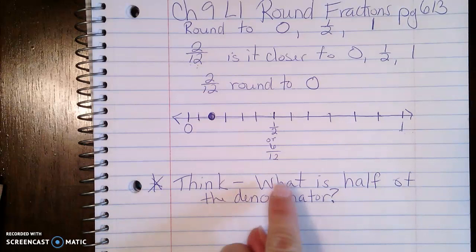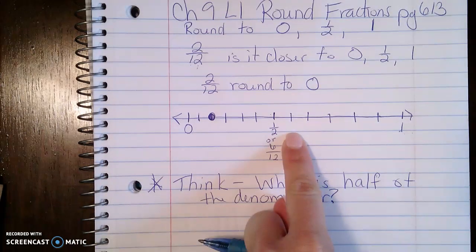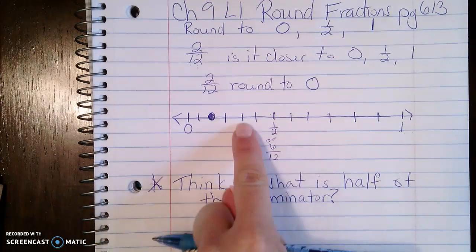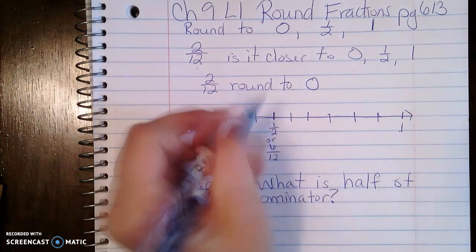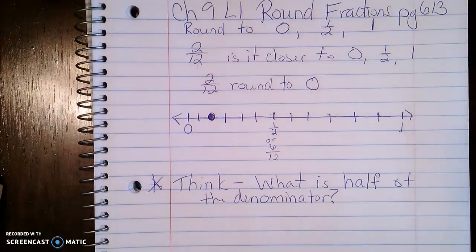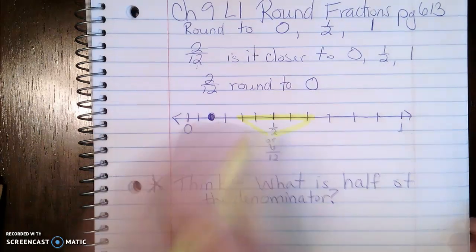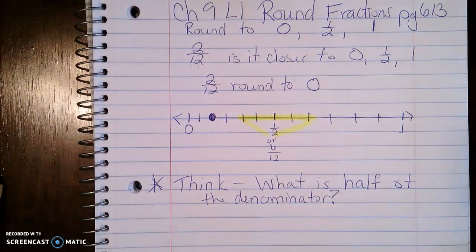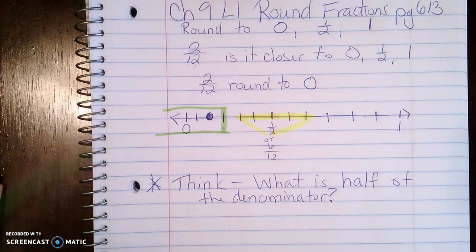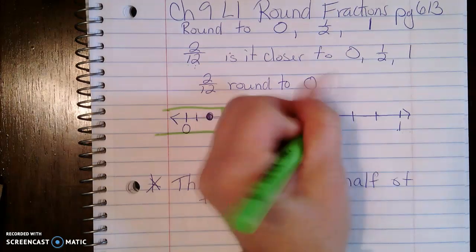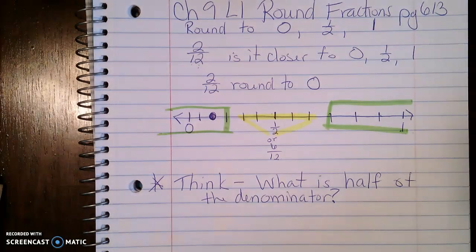If this was 5/12, 6/12, 7/12, I would round this definitely to 1/2, maybe even 4/12 and 8/12. So I would round it to 1/2 if it was falling in kind of these areas, right? These areas would round to 1/2. From here over, I would round to 0. And from here over, I would round to 1.